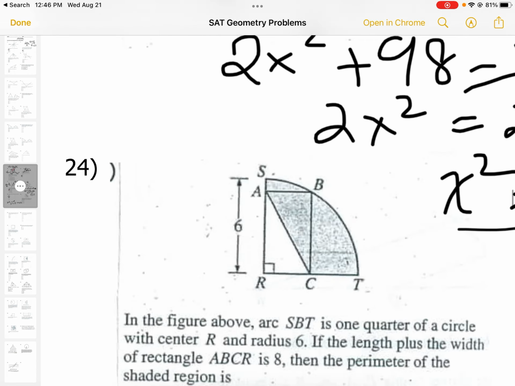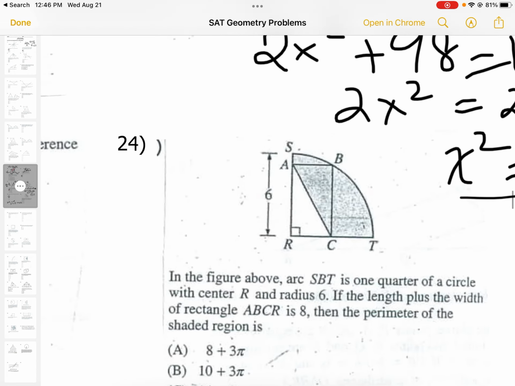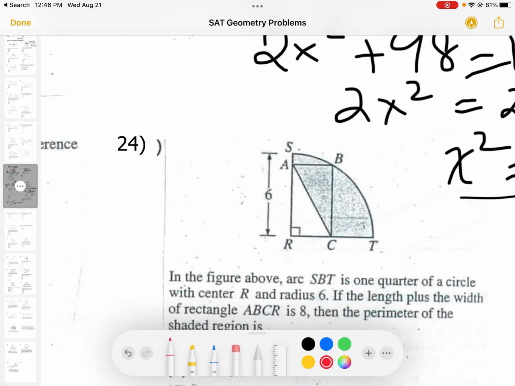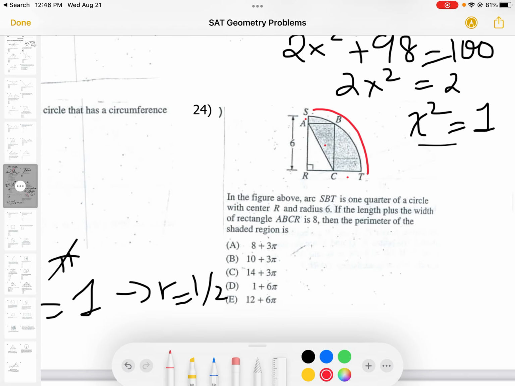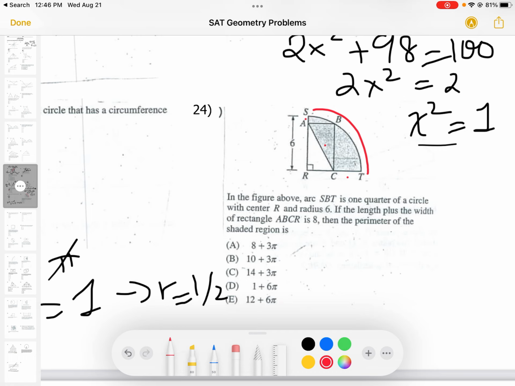So I'm going to dot all the segments that are on the perimeter of the shaded region in red, okay? So this segment is on the perimeter. So is this. So is CT. And so is AC. So we know what segments we need to add up. So let me find the value of arc SBT, the biggest segment.